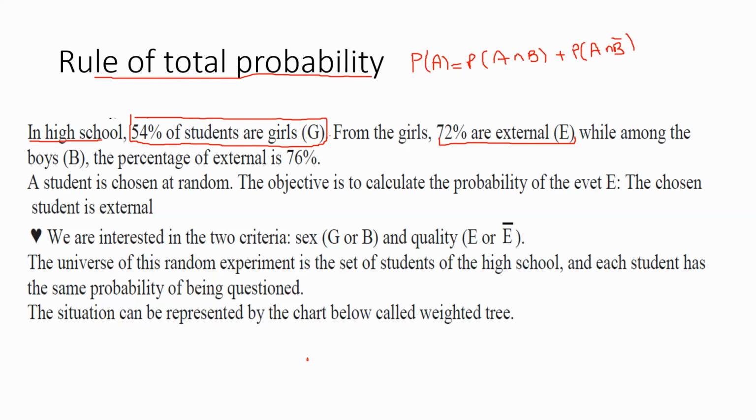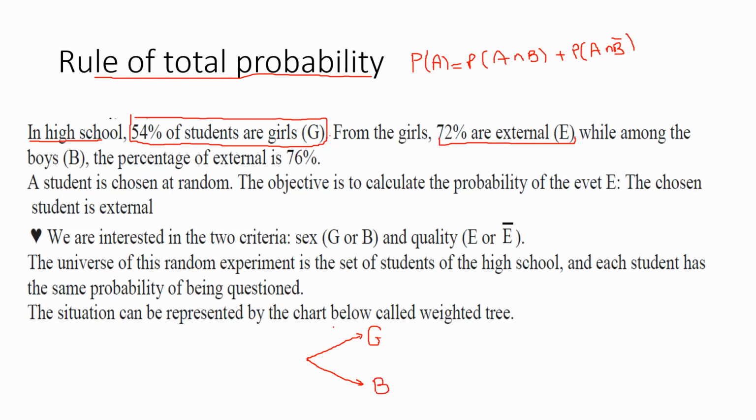Okay, I make a tree like that. Please don't draw it, I will draw it later. So we have in a school 54% girls. Here I put girls and here boys.